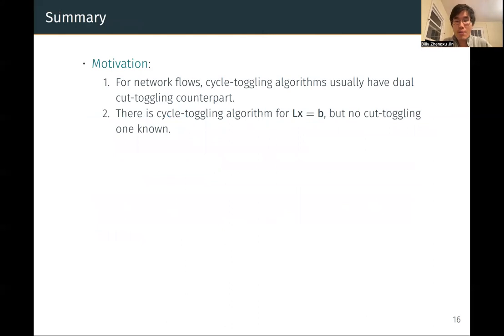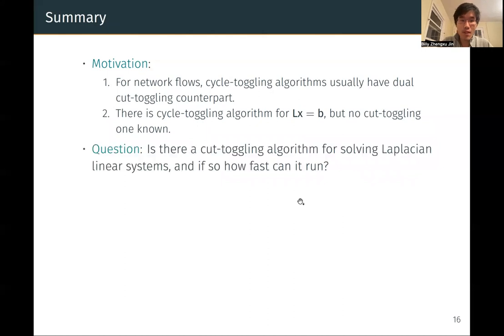So to summarize, we're motivated by the following question: there is a cycle toggling algorithm known for Lx equals b, the cycle toggling algorithm, but no cut toggling counterpart. But for network flows, there's usually a dual cut toggling algorithm to any cycle toggling algorithm. So our research question was, is there a cut toggling algorithm for solving Laplacian linear systems? And if so, how fast can it run?